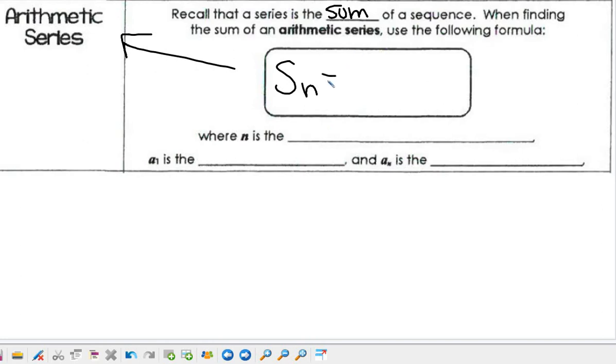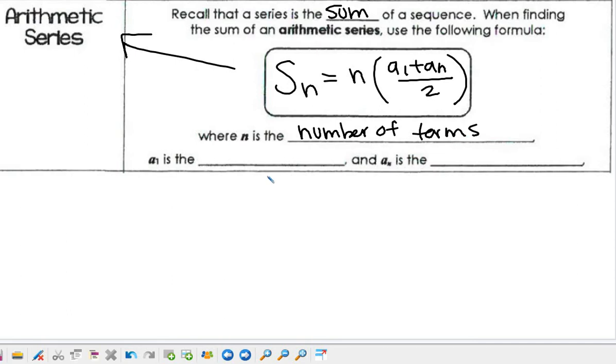Okay, so S sub n is equal to n times a sub 1 plus a sub n, over 2, where n is the number of terms, a sub 1 is the first term, and a sub n is the last term. Okay.